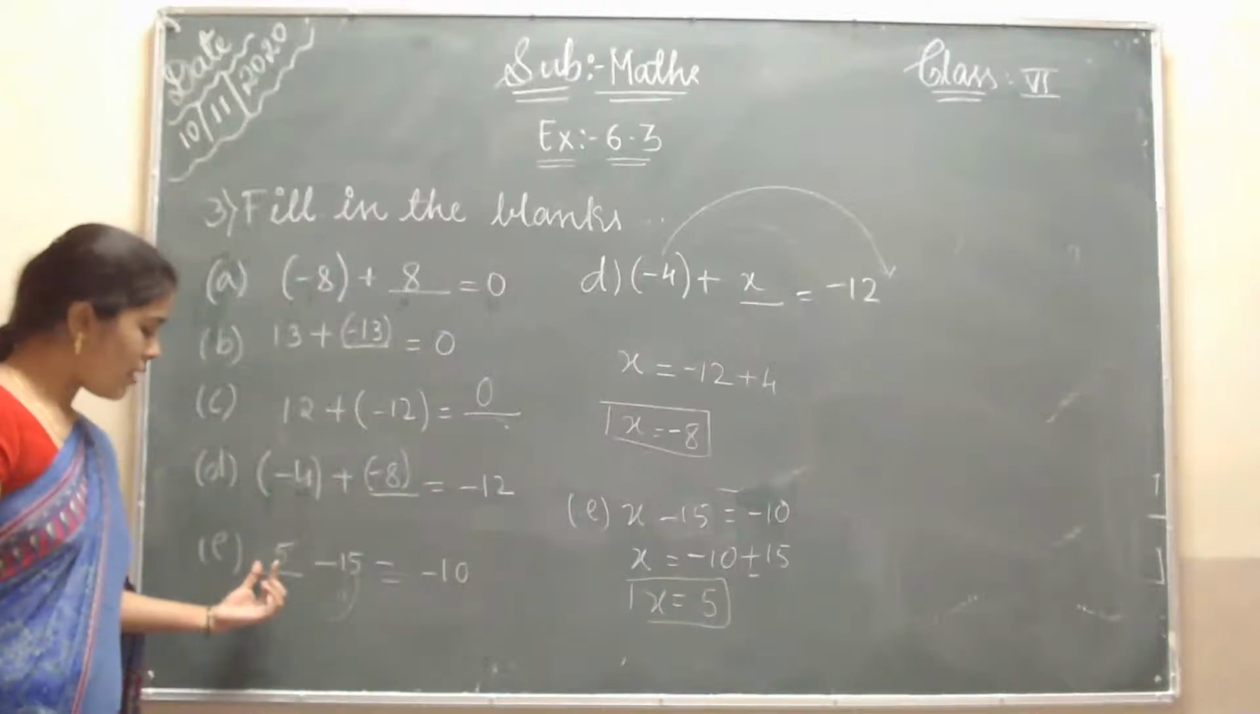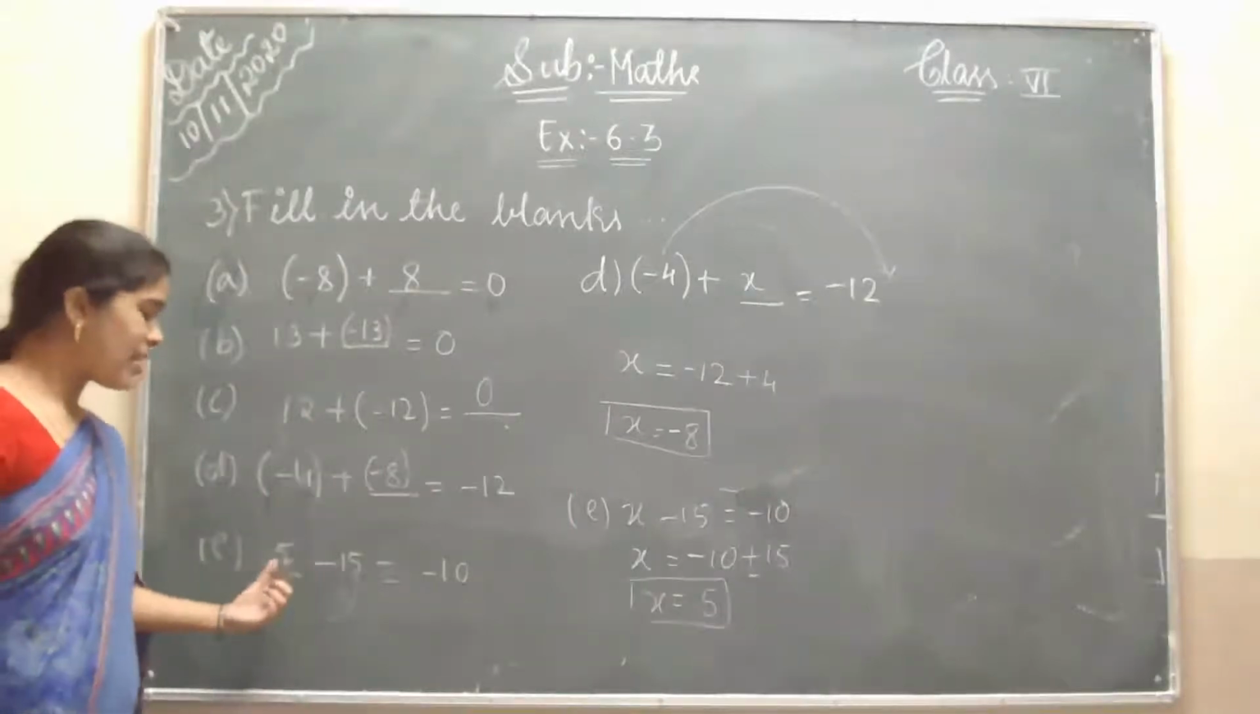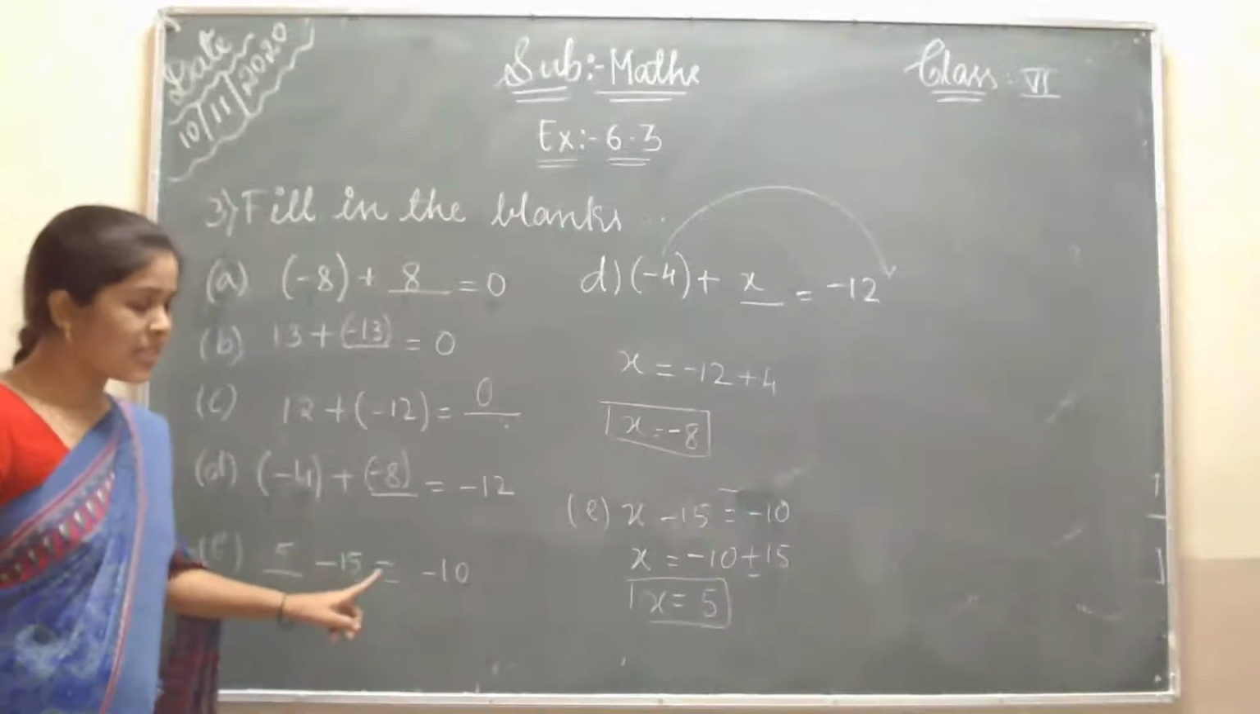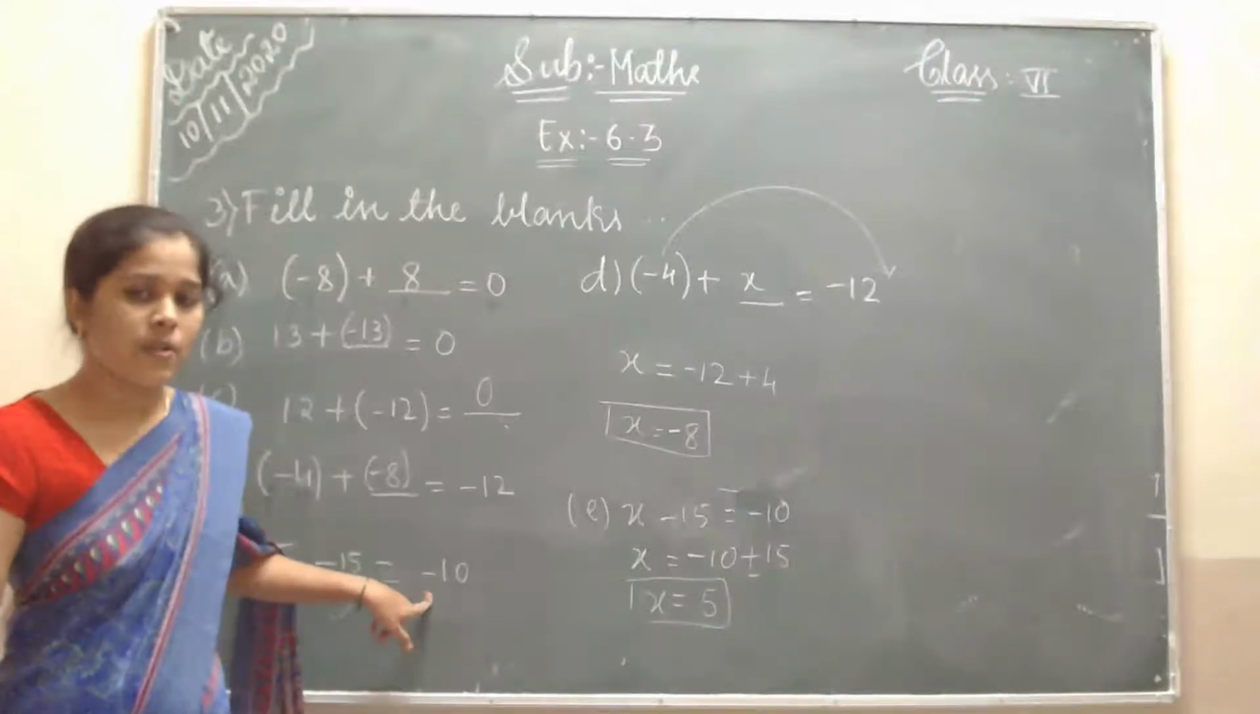One is positive, one is negative. 15 minus 5 is 10. 15 is the greater number, and in front of 15 there is a minus sign. So the answer is minus 10.